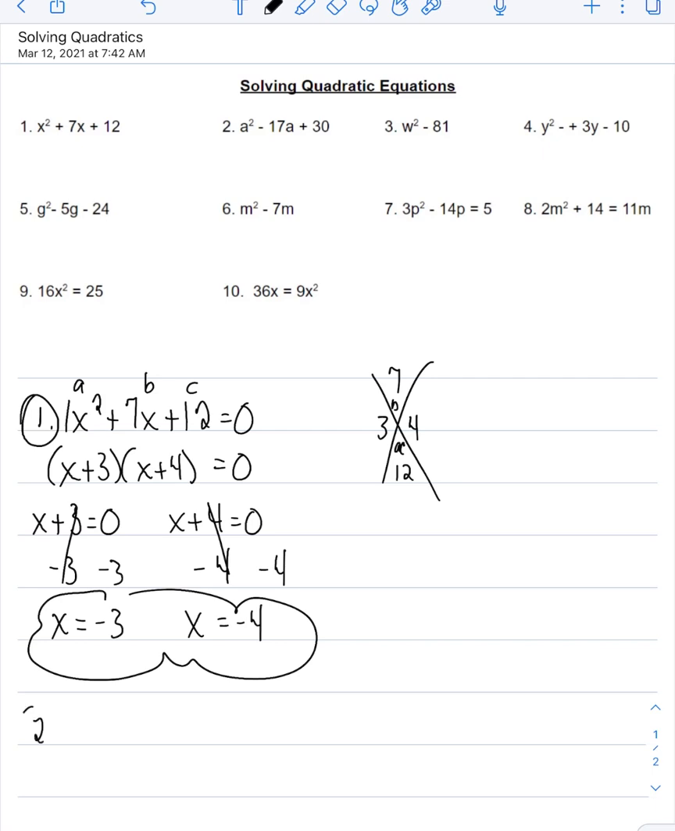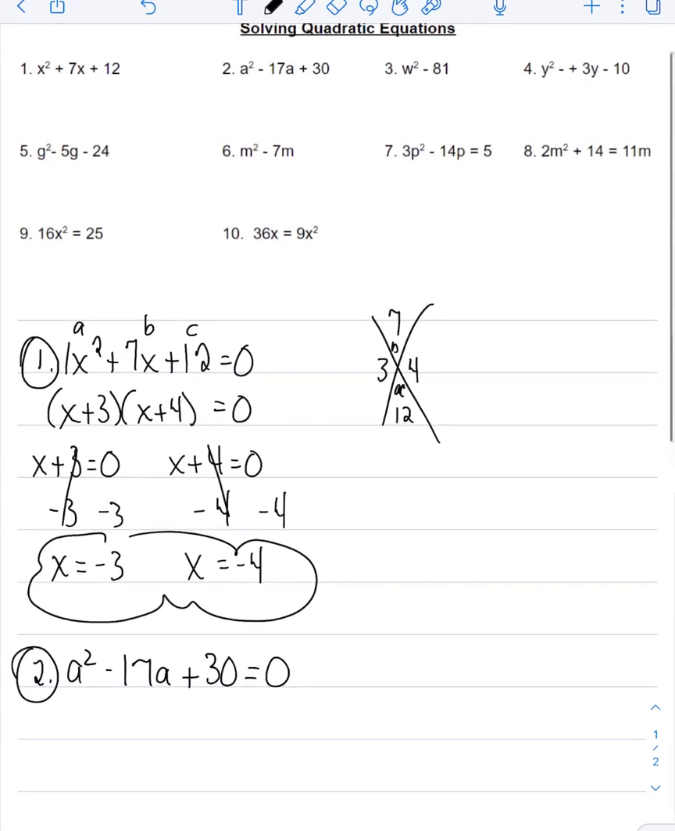Number 2. For number 2, we have a squared minus 17a plus 30. And remember, we want to set it equal to 0. And looking at this, it again looks like magic X has your back is going to be your best strategy. A, B, C. So B is negative 17. 1 times 30 is 30. And let's find our factors of 30.